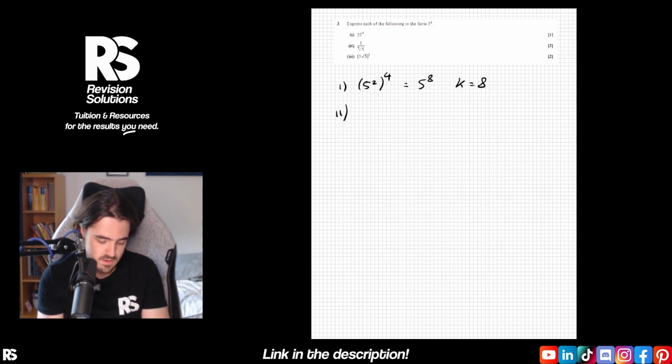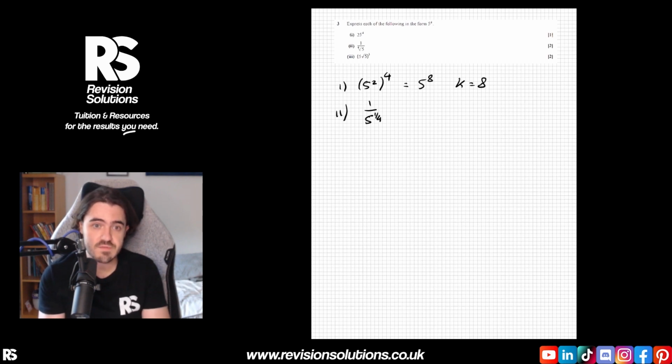Then part 2, we've got 1 over the 4th root of 5. Actually, let's deal with the denominator first. So let's think of the 4th root of 5. That would just be 5^(1/4). So we'd have 1 over 5^(1/4). And then to deal with the 1 over now, we can just think of that as a negative power. So that's equal to 5^(-1/4). So k in this case would be minus a quarter.